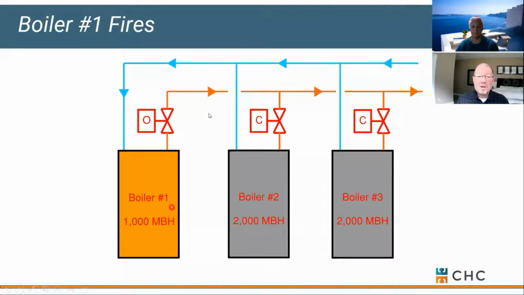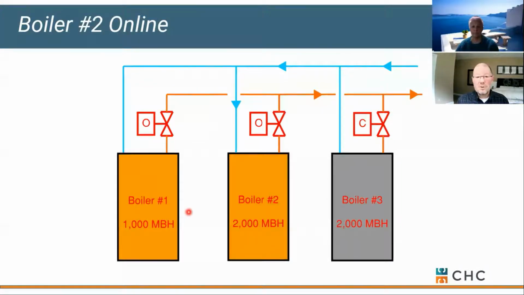Until boiler 1 can't maintain set point out in the system. There's too much load for it to keep up. It's charging away, but it says, hey, I need some help. So if we can't maintain set point, guess what? We bring on another boiler. So let's engage boiler number 2.